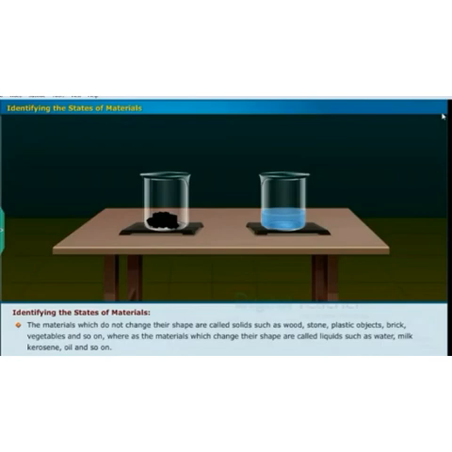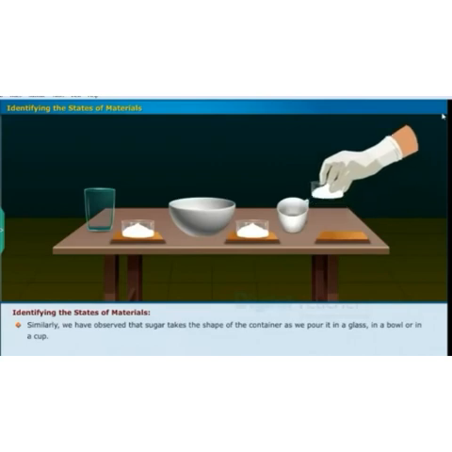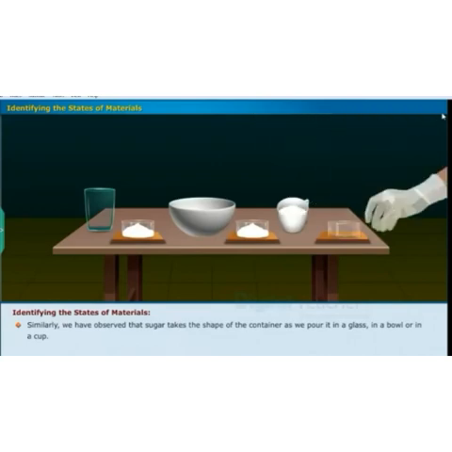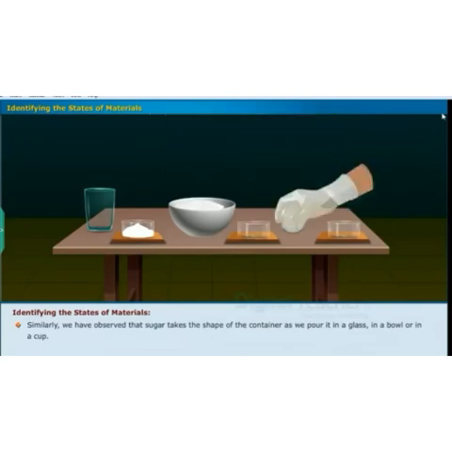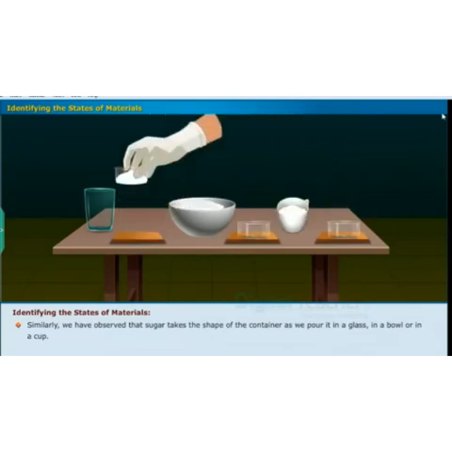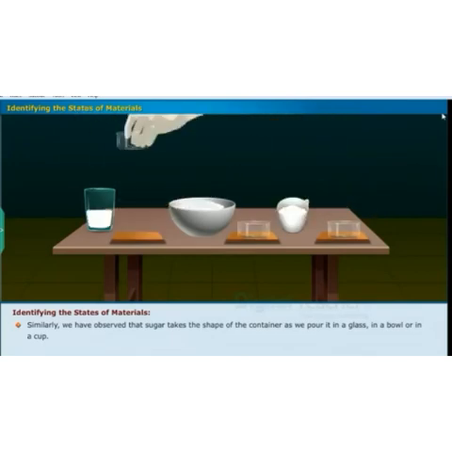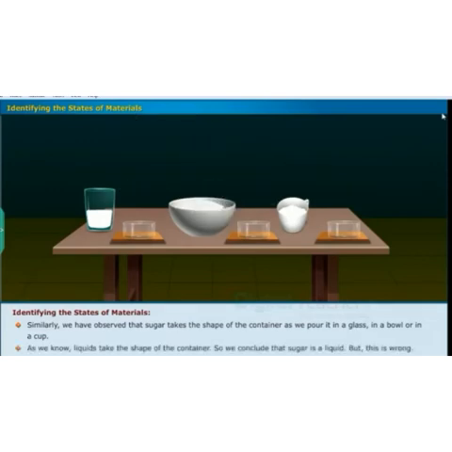Whereas the materials which change their shape are called liquids, right? Such as milk, water, kerosene, oil, and so on. Similarly, we have observed that sugar takes the shape of the container as we pour it into the glass or in the bowl or in a cup. As we know, liquids take the shape of the container, so we conclude that sugar is a liquid.